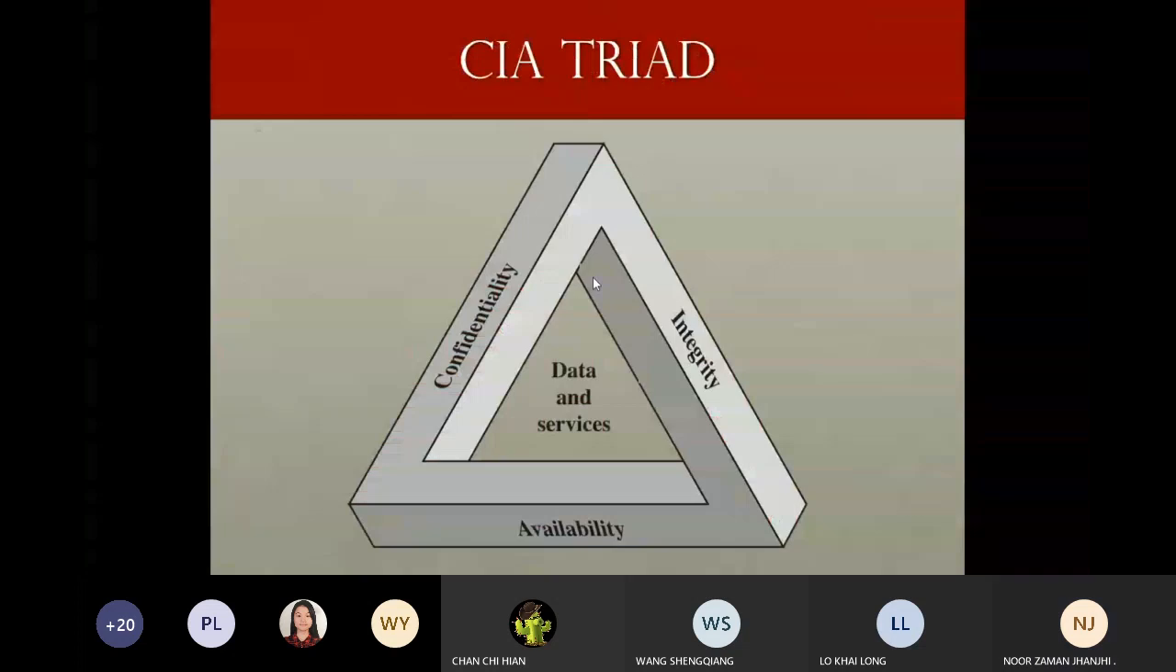Now, in the CIA triad, you can see the data and services all together. This is the triangle, which holds the confidentiality, integrity, and availability of the data and services all together at the same time.